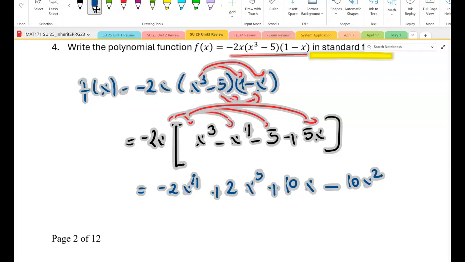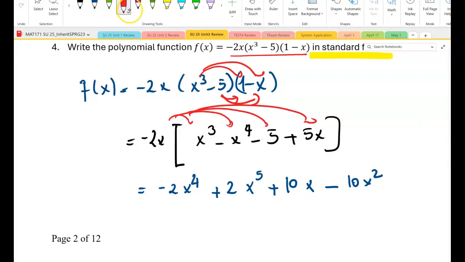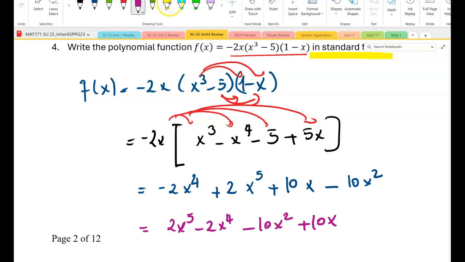So then let's put the polynomial in its standard form. Start with the highest degree, then the second, then the next one, and the next one. There is no constant. What's the degree of the polynomial? They're not asking. I'm asking. That is 5th. Okay, next question.